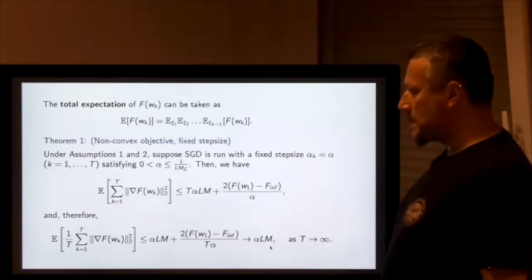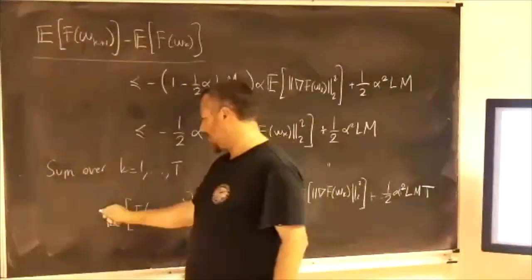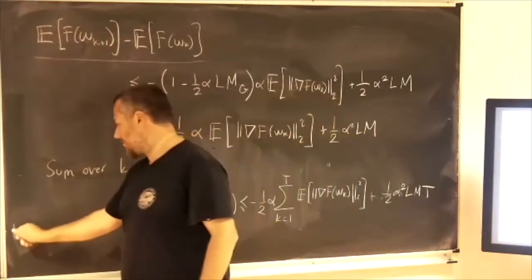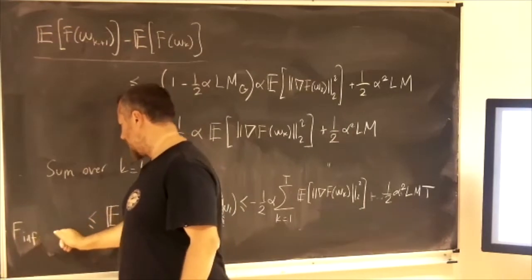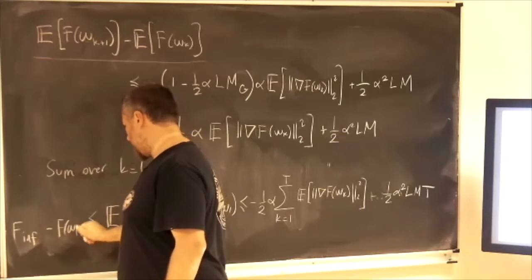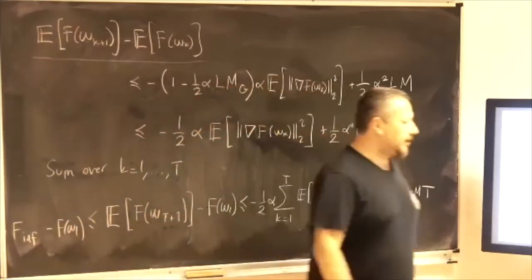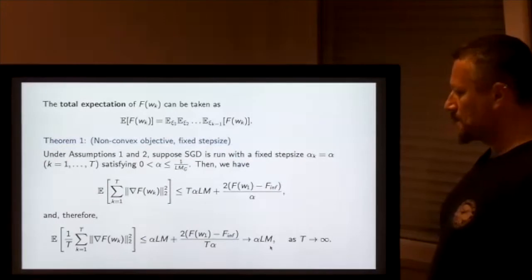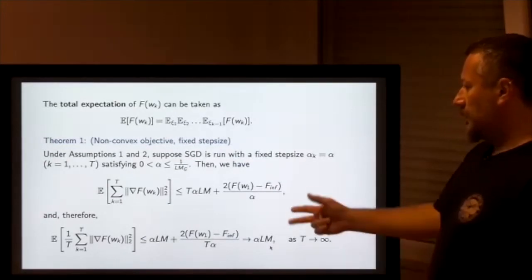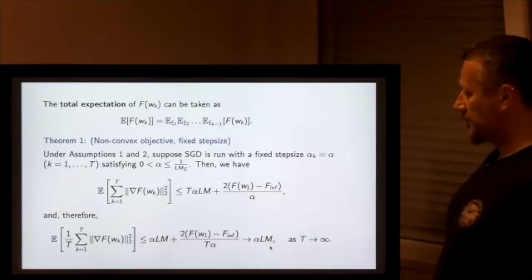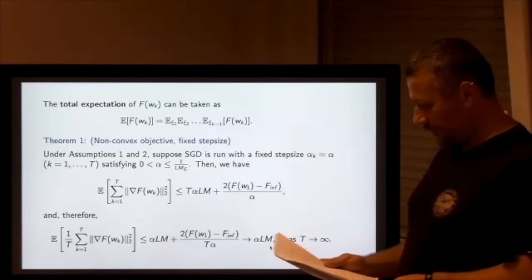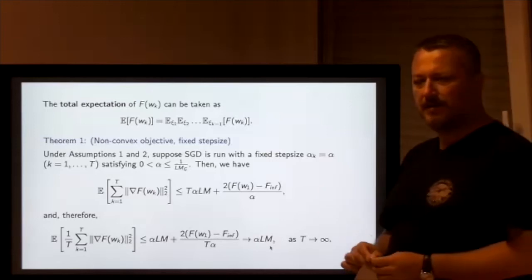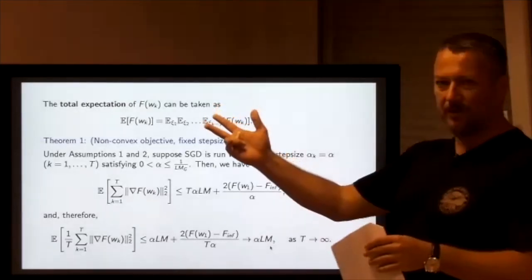One thing that I forgot to mention here is, we assume that the function is lower bounded by f_inf, so I can just lower bound this by f_inf minus f of omega 1. Then this is the term that we needed in our statement. And the rest is just taking the average, dividing everything by t. So the result follows. All right, so this is our first result for SGD. As you can see, it's simple to prove.